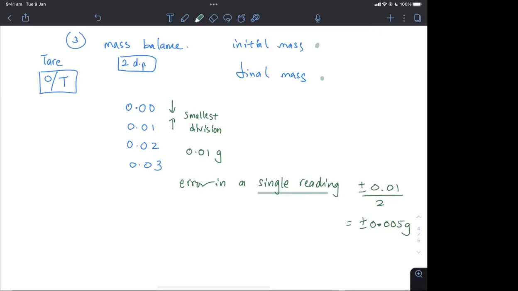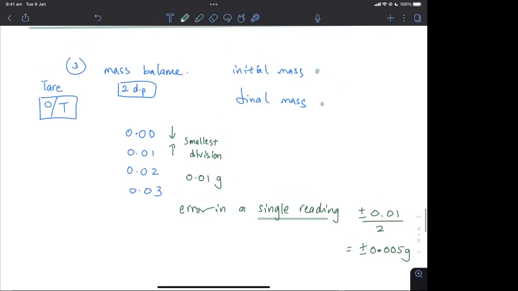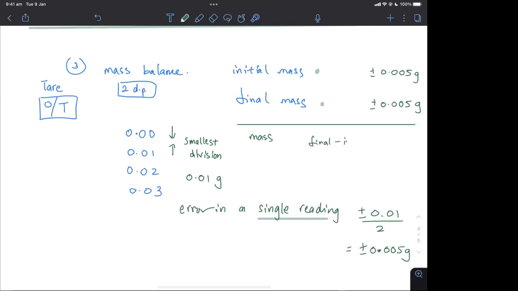This single reading is for the initial mass, and for the final mass. So this reading has this much error, and this reading has this much error. When you want to calculate the mass, that is going to be the final minus the initial, so you do need 2 readings. As a result of 2 readings, what is the error in the mass? What is the percentage error in your mass? That is going to be plus minus 0.005 multiplied by 2, divided by your mass. And they want the percentage error, so you have to multiply that whole thing by 100%. The idea there is you have to multiply by 2 because you involve 2 readings to get to this mass value.